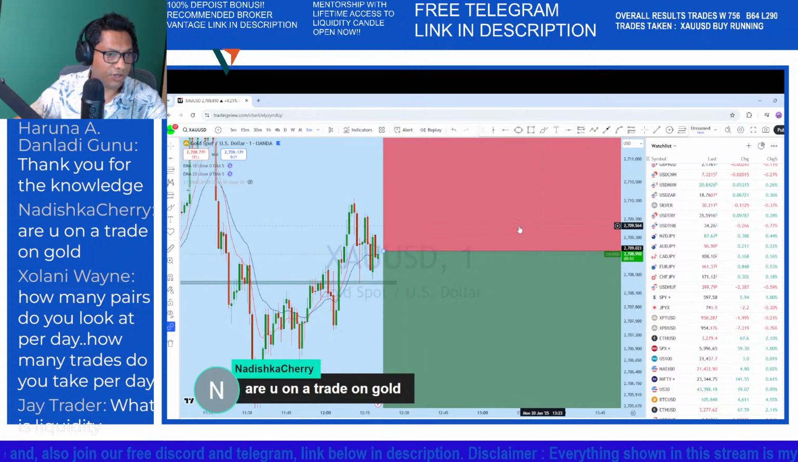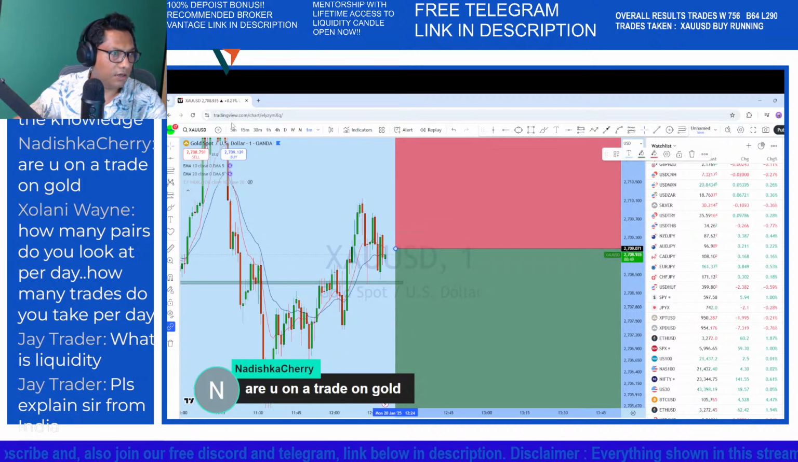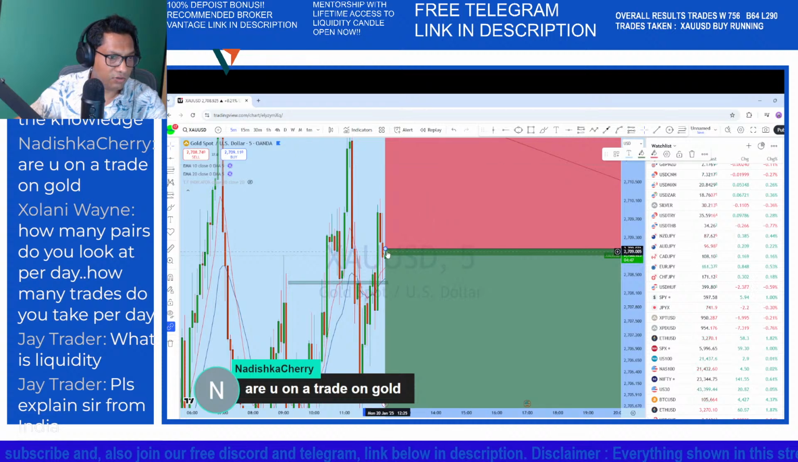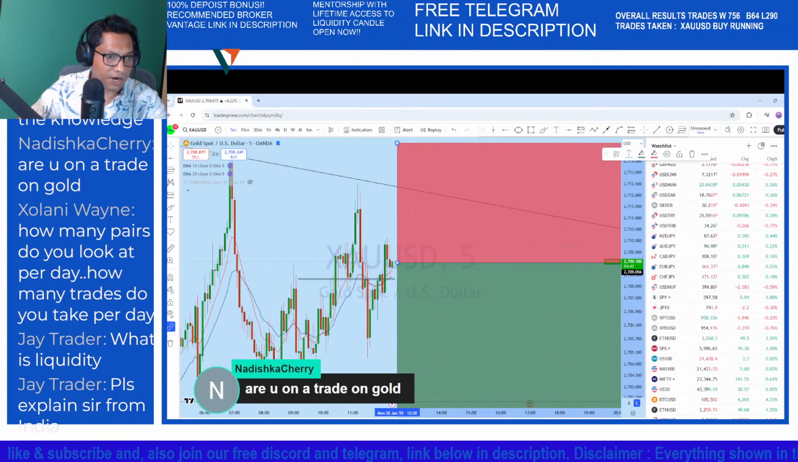We are at entry. Now we can make any adjustment if needed, but I would like to see some improvement in the price action.